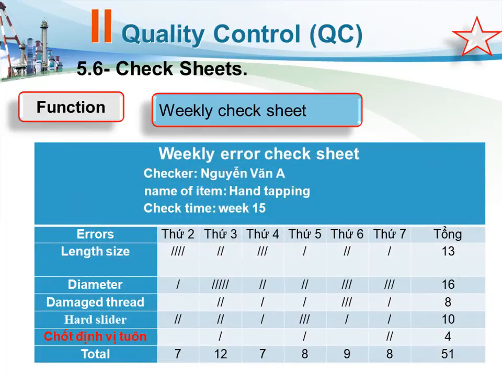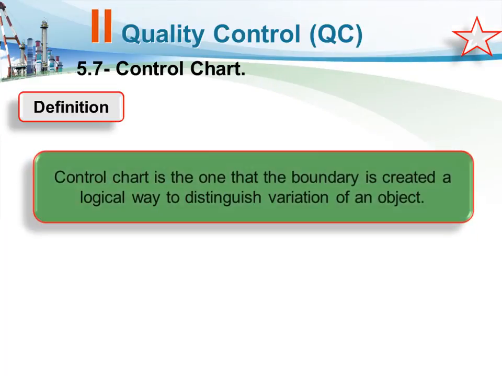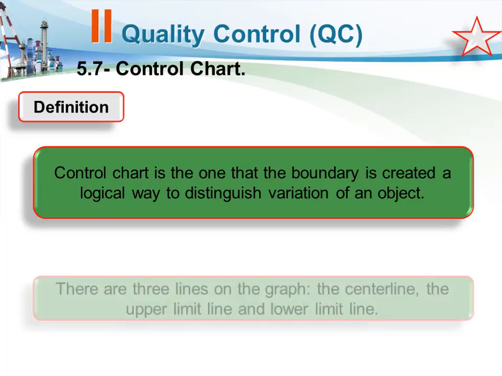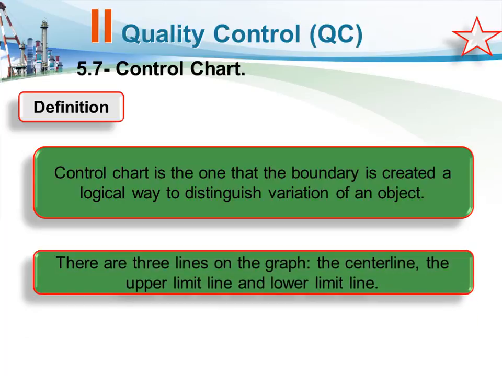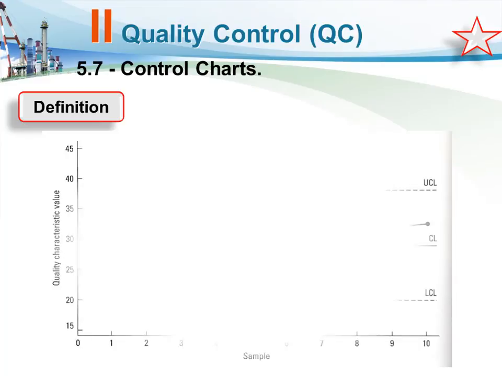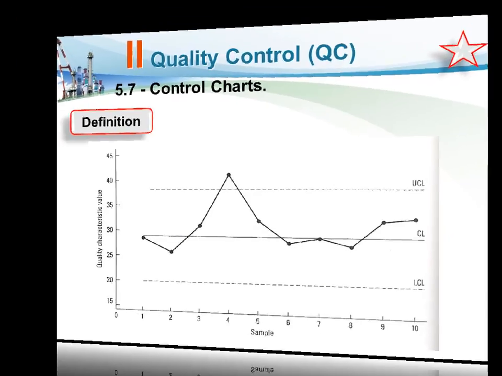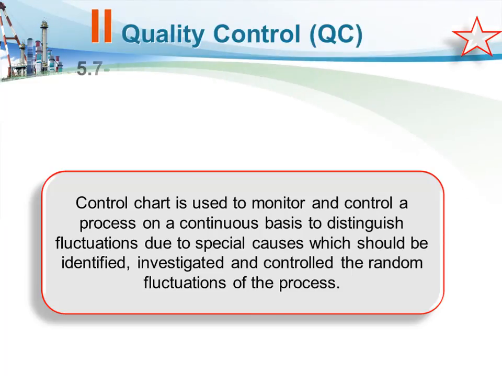And now we go to the control chart, the final quality control tool. A control chart is one where the boundary is created in a logical way to distinguish variation of an object. There are three lines on the graph: the center line, the upper limit line, and the lower limit line. Example of a control chart.